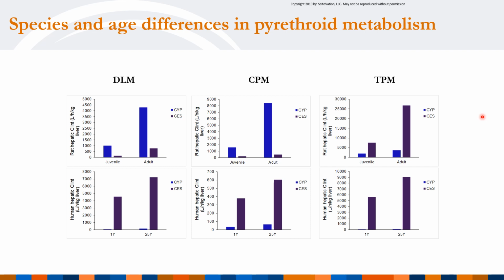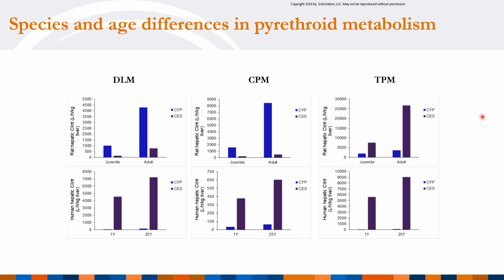But there are developmental changes in the expression of these enzymes between rats and humans. Metabolic clearance of pyrethroids appears to increase slowly but steadily after birth in rats, whereas xenobiotic metabolic competency develops more rapidly after birth in humans. So it's a huge difference. Significant species differences also exist in the relative importance of some CYP and carboxylesterase enzymes in pyrethroid metabolism.